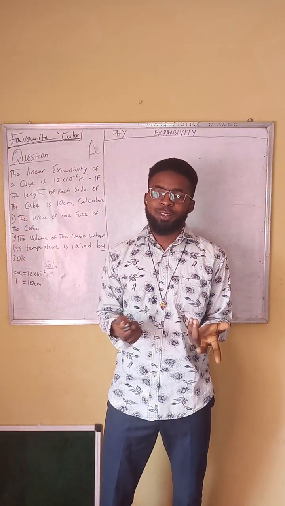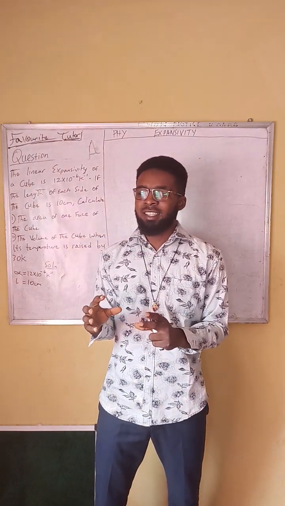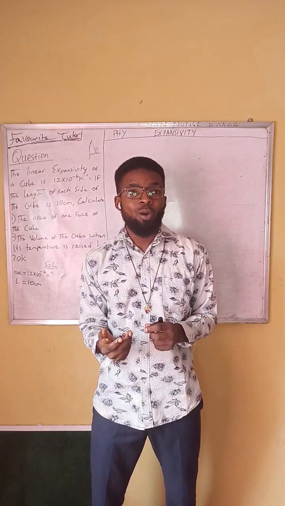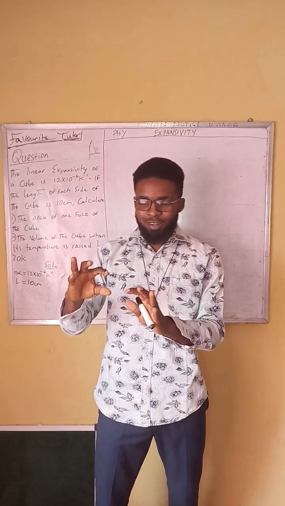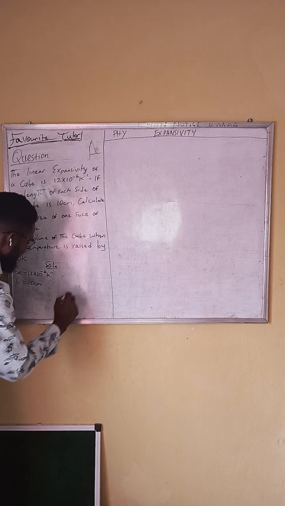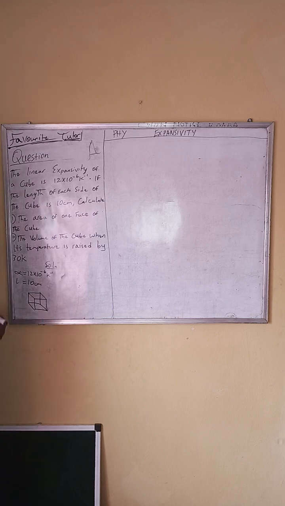Now, we are talking about a cube. A cube has 6 faces, just like your dice, or more like your cube of sugar. You have 6 faces, something like this, this box right here. Okay, now this is the cube.